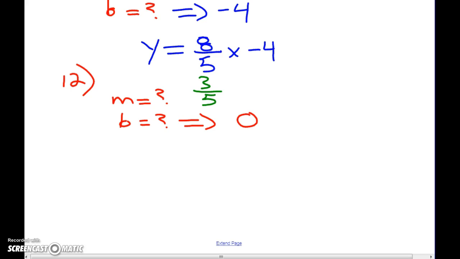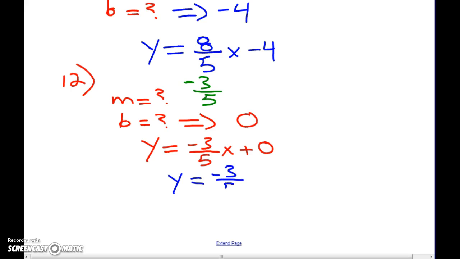The only problem this time, that line, that slope, happens to be negative. So filling in, y equals negative 3/5 x plus 0. Remember, the plus 0 will never show up on a multiple choice test if you have one. So I need to simplify that just a little bit. Negative 3/5 x is my answer.